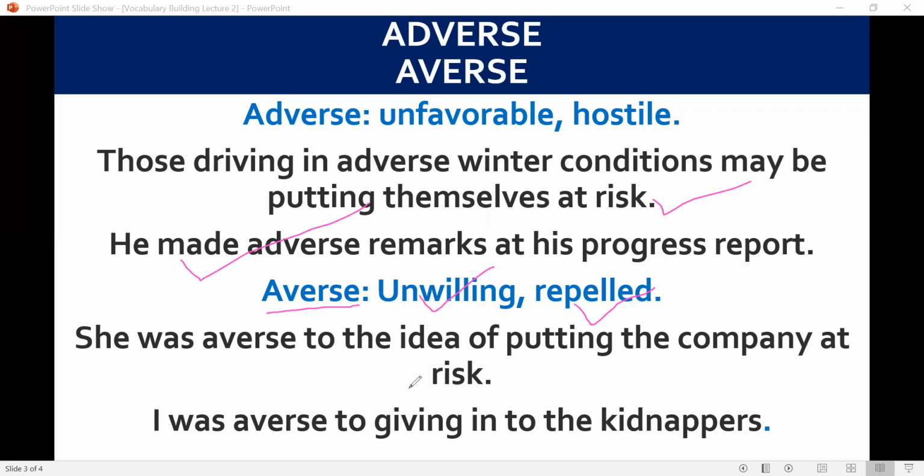He was averse to the idea of putting the company at risk. I was averse to giving in to the kidnapper. Averse to. It is not my attitude. I don't feel like bowing before the kidnappers or easily giving in to them. These are the meanings of adverse and averse.